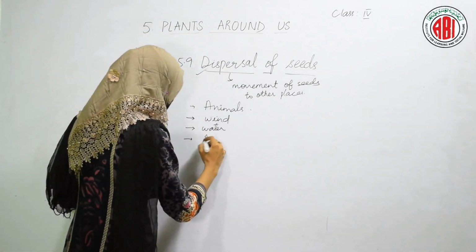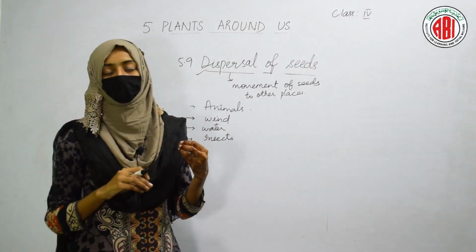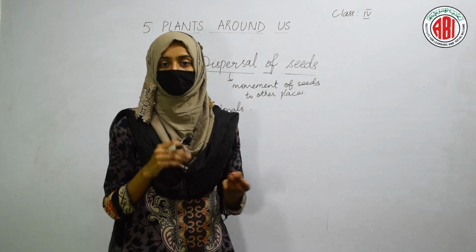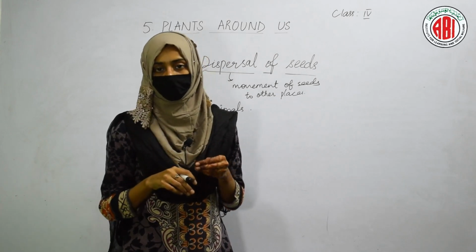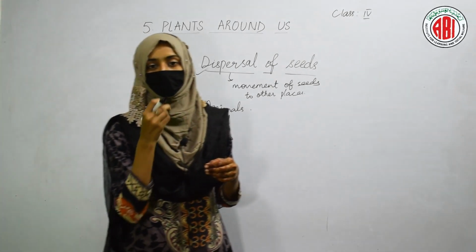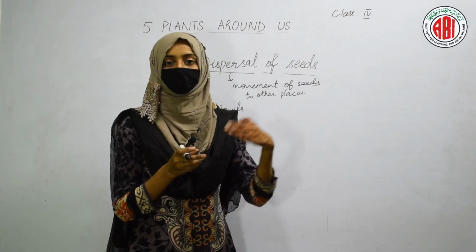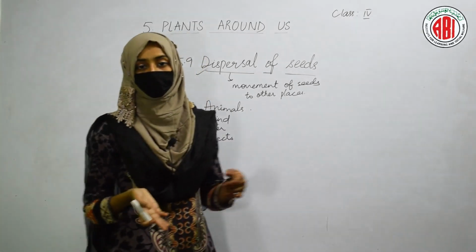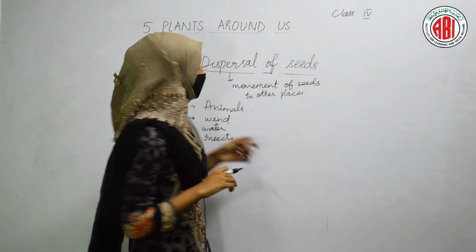And some of the insects, when they come to the plants, suck the nectar from the flower. Some of the insects start eating the fruits. At that time, if some of the seeds stick to the mouth of the insect, when that insect reaches the other place, in this way also, seed dispersal can be seen.